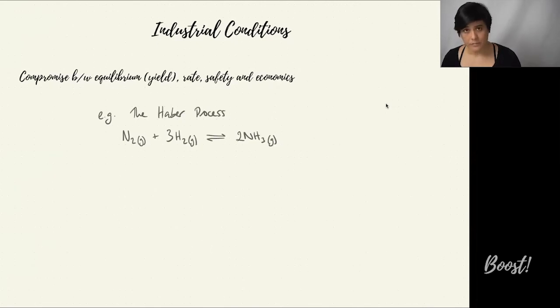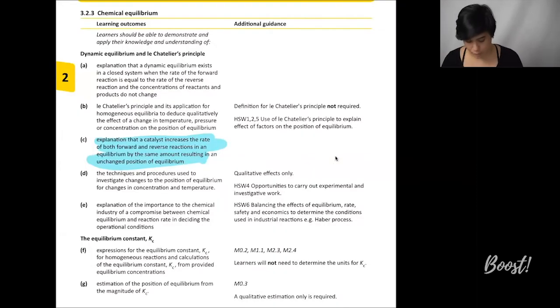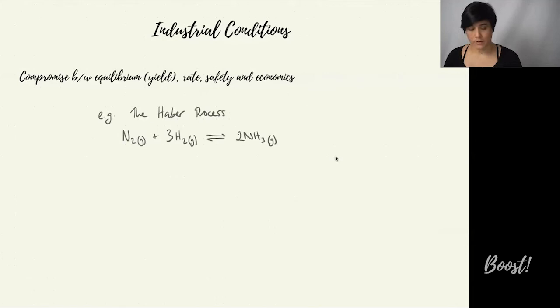Okay. A quick point about industrial conditions. This is something you will have learned at GCSE, so I'm going to try not to spend too much time on it. But your specification does require you to talk about the importance of equilibrium to the chemical industry in terms of a compromise between chemical equilibrium and reaction rate. So this is just talking about the compromise between the position of equilibrium, which gives us the yield of the reaction, how much of the product we make, compared to the rate, which is how fast we make the product.